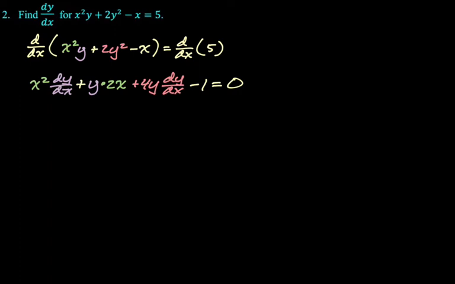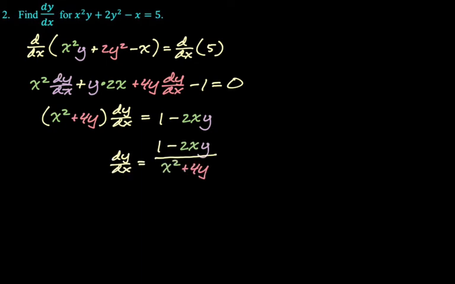Now we just need to solve for dy/dx. So one thing you can do is rearrange it so that everything with the dy/dx, you just factor out those coefficients. So I get x squared and then 4 plus 4y. Both of those had times dy/dx. And then move everything that's not got a dy/dx to the other side. So I added 1, I subtracted 2xy. Now I'm just going to divide by the coefficient of dy/dx and have my answer. dy/dx is 1 minus 2xy all over x squared plus 4y.